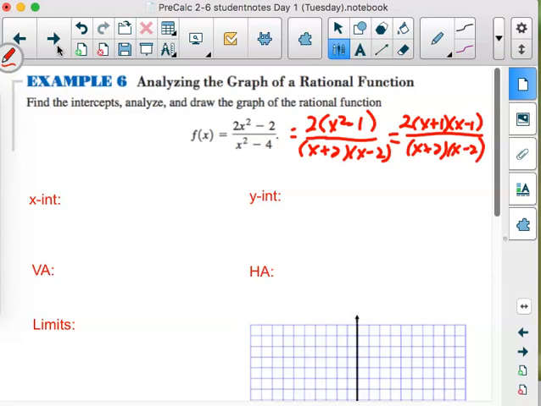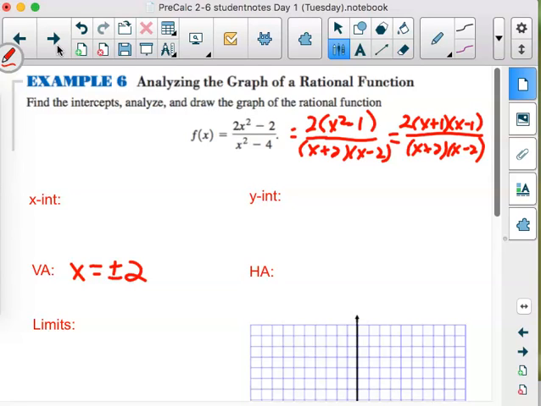So now I'm looking to see if anything will cancel, and that's because, remember, anything that cancels is going to provide a hole. But nothing's going to cancel. So I'll go to my vertical asymptotes and horizontal asymptotes right away. My vertical asymptotes are the zeros of the denominator, plus and minus 2. A little faster to write that one is x equals plus and minus 2.